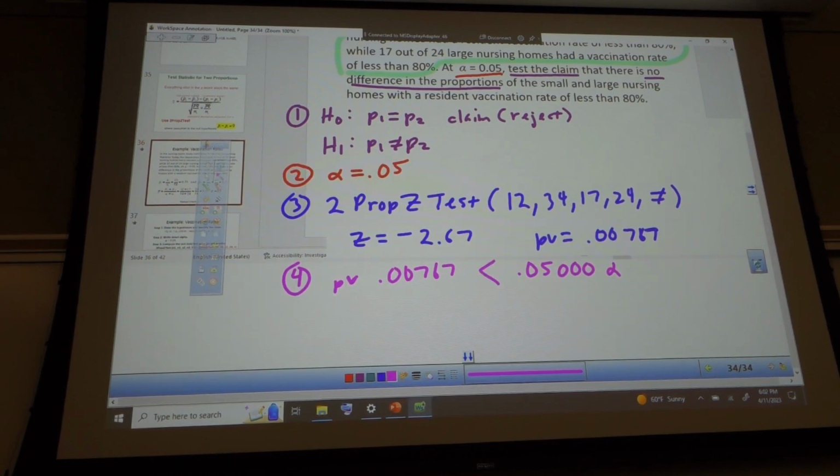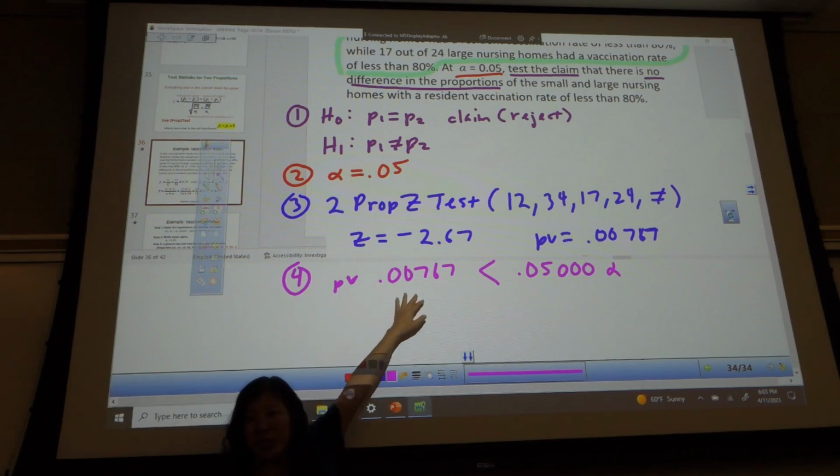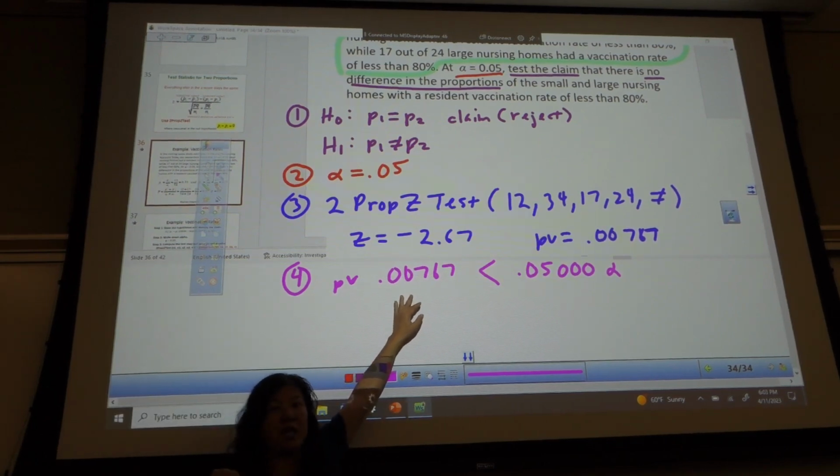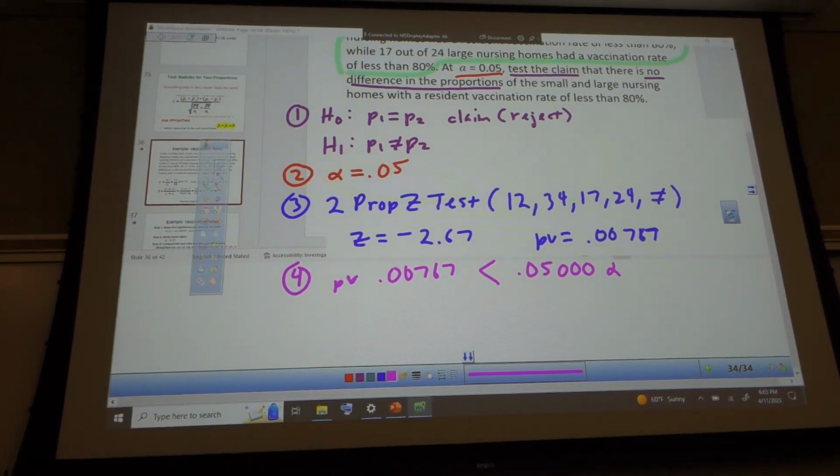So my p-value is less than alpha. Am I going to reject H naught or not reject H naught? Check with your neighbors. Reject. Is my sample likely or unlikely? Unlikely. Super unlikely. So that means I'm going to reject H naught.